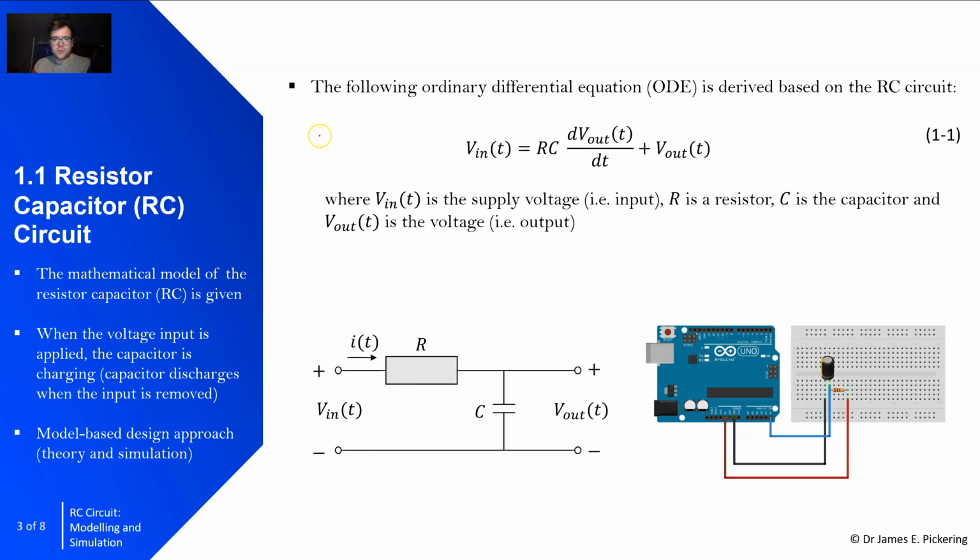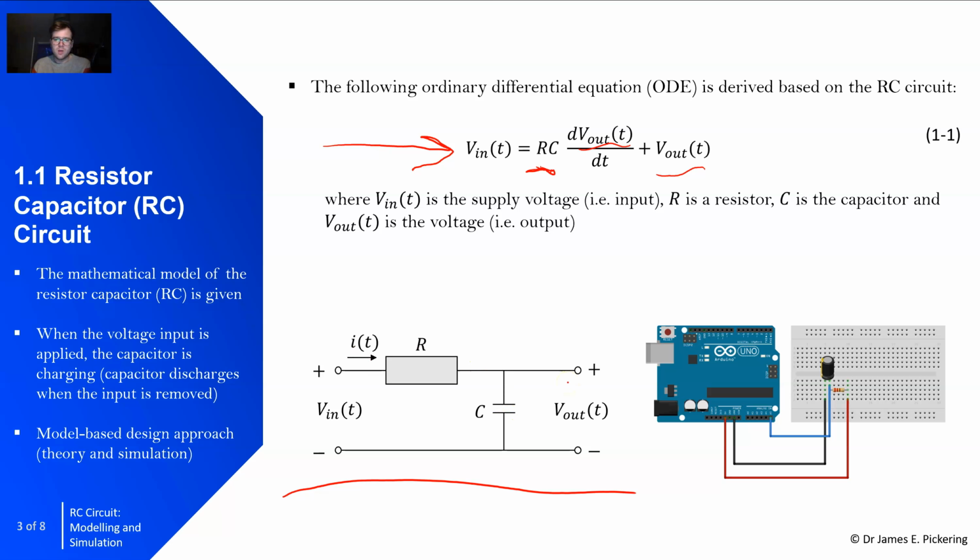So the ordinary differential equation for the RC circuit is given here, where V subscript in of t is the supply voltage, i.e. the input. The R value here is the resistor, and the C value is the capacitor. And then V subscript out of t is the voltage output. And you can see the circuit diagram here of the RC circuit. So you have here voltage in, current, you've got your resistor here and capacitor in series, and then your voltage out.